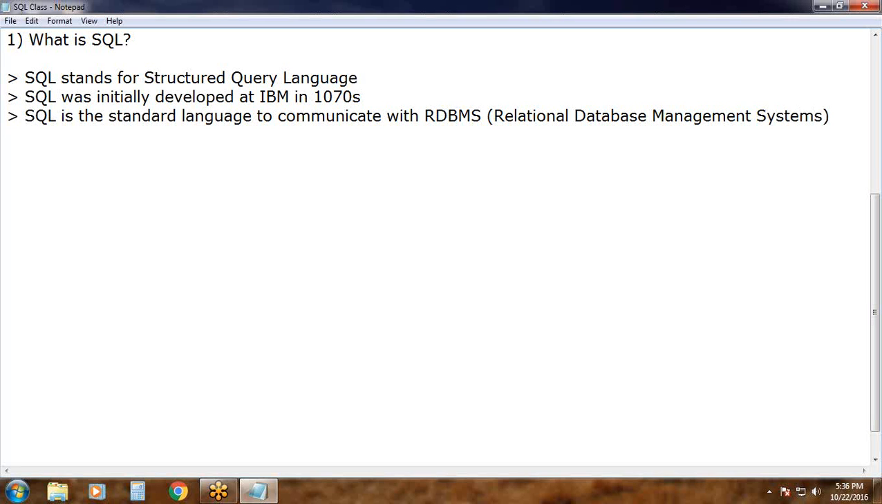SQL is a standard language to communicate with relational database management systems like Oracle, Microsoft SQL Server, open source MySQL, DB2 from IBM, Sybase, etc.